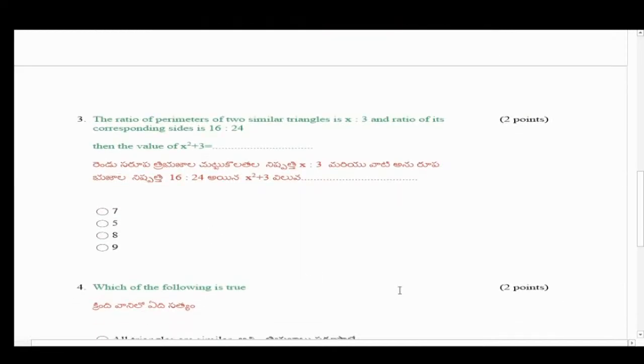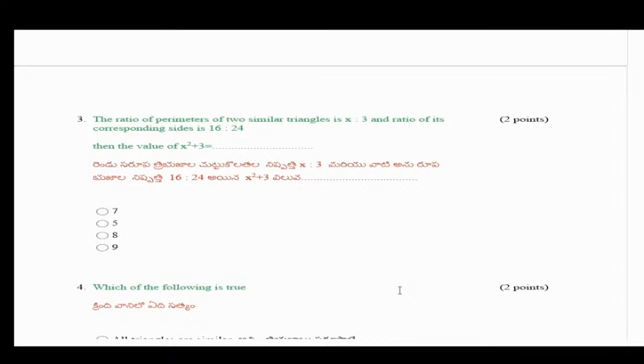Next, the ratio of perimeters of two similar triangles is x is to 3 and the ratio of its corresponding sides is 16 is to 24. Find the value of x square plus 3.